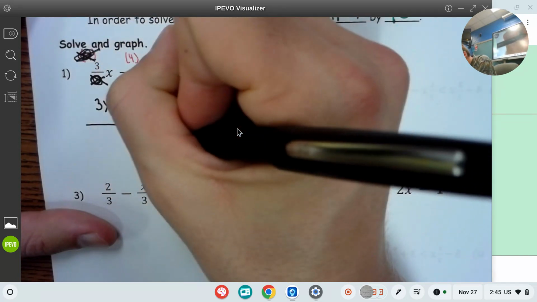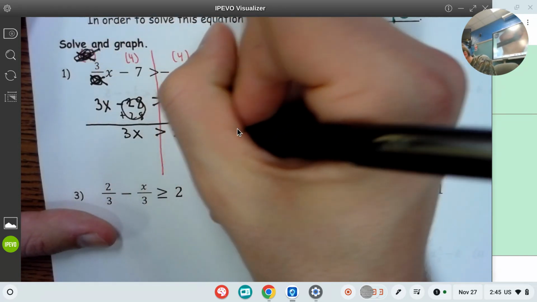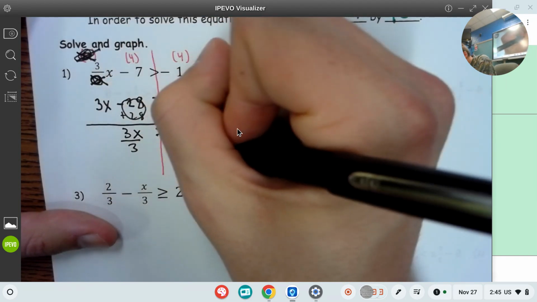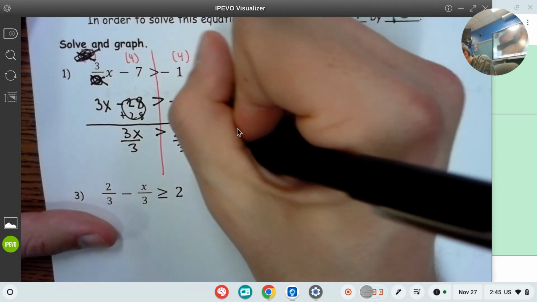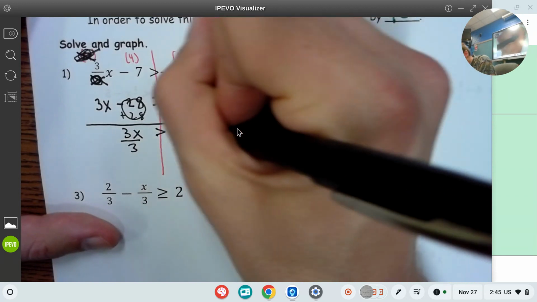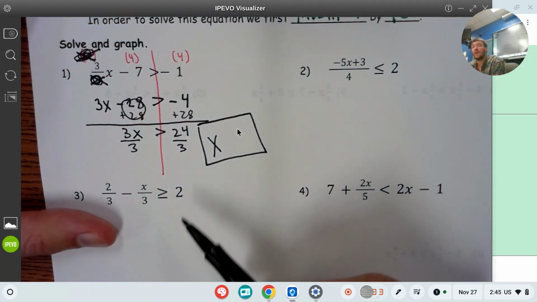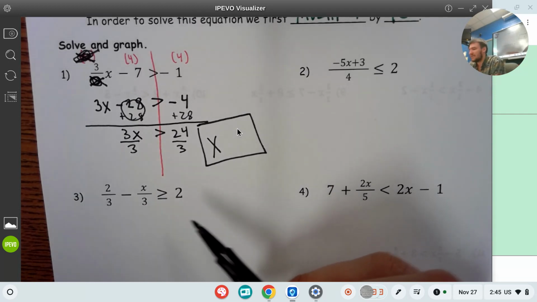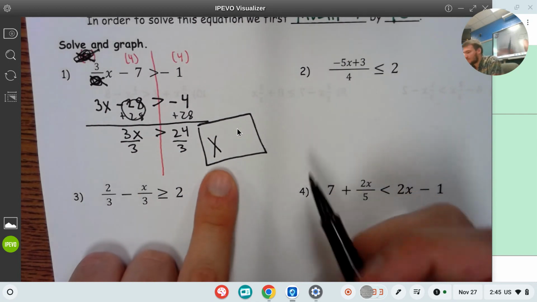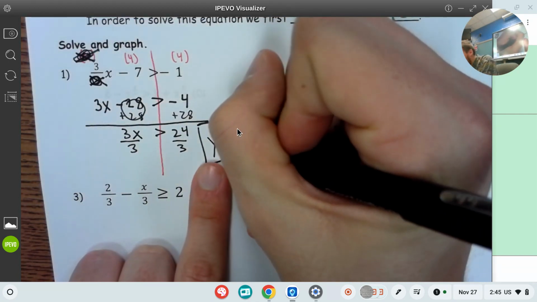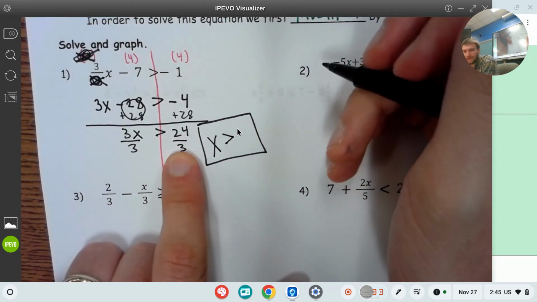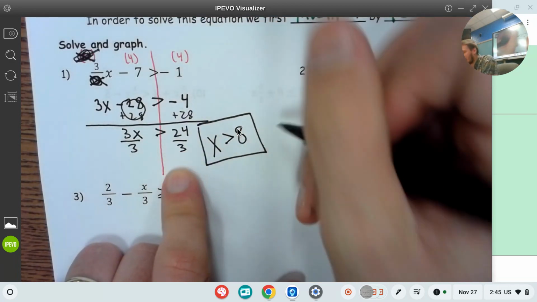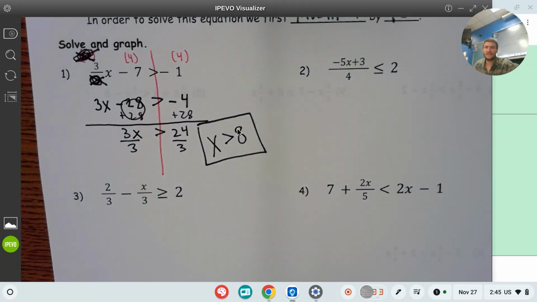This is, you know, way back to the second week of school. And then we're going to finish with dividing by 3. Now, the one thing we do want to remember is that when it comes to inequalities, there's only one interesting thing. If you divide by a negative number. Did we divide by a negative? No. So we're just going to keep it the same. No flip. 24 divided by 3 is 8. And that's our answer, x greater than 8.